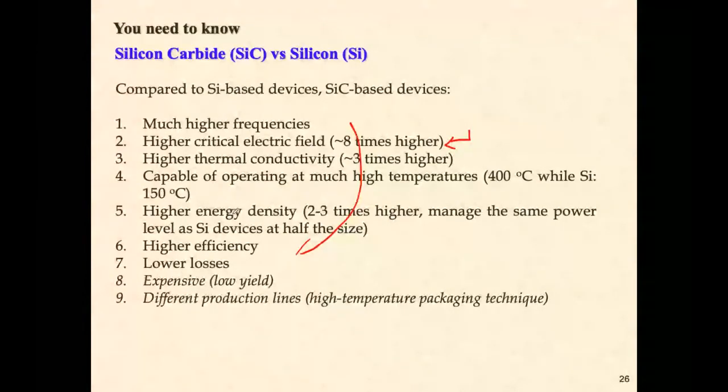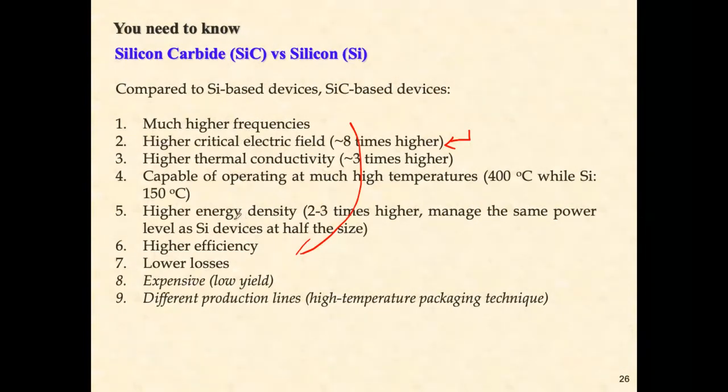And then energy density. It means that for silicon carbide-based devices, if the power level is the same, the size of the devices can be smaller. And then high efficiency and lower losses. Those are the advantages of silicon carbide-based devices when compared to silicon.